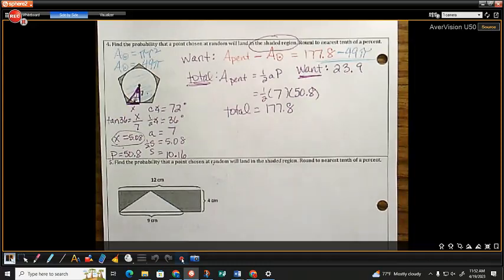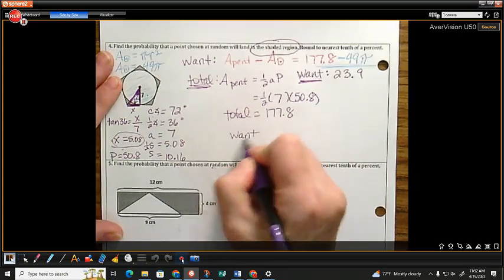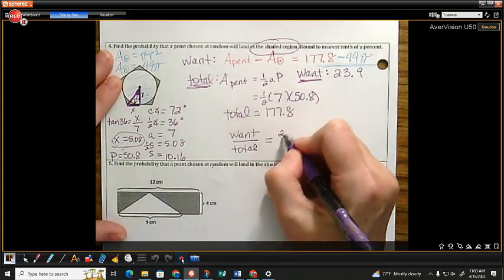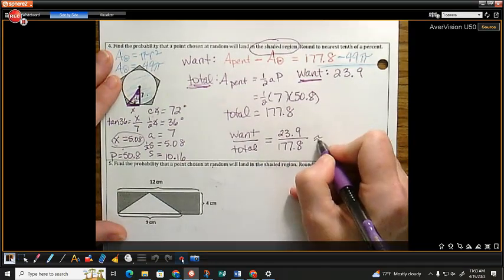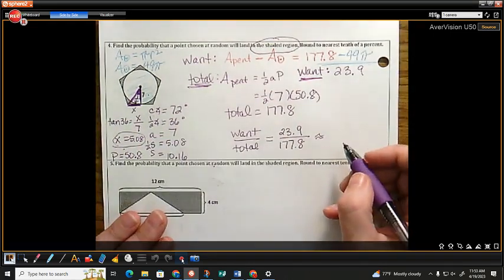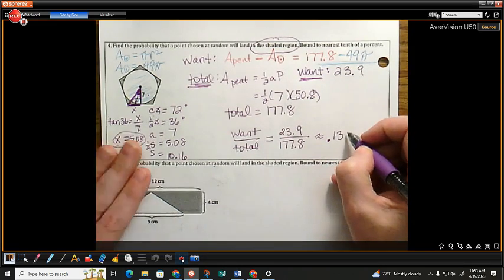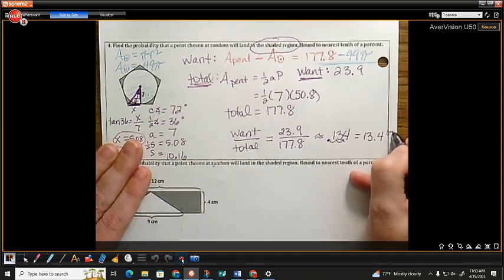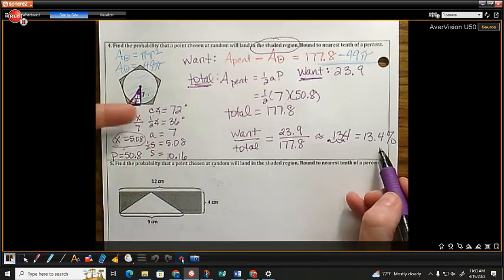See, this is why you keep track of what you're finding. Now I need to do my want over my total to get the percent, to get the probability. So you're going to do that 23.9 over the 177.8, and it's going to be approximate because we approximated pi and we rounded here, and it's all good. What do you come out to be about? 134, something like that. Which, when you change it into a decimal, is 13.4%. Now, does it make sense that this little skinny amount out here is only 13%? Yeah, because it's really skinny.